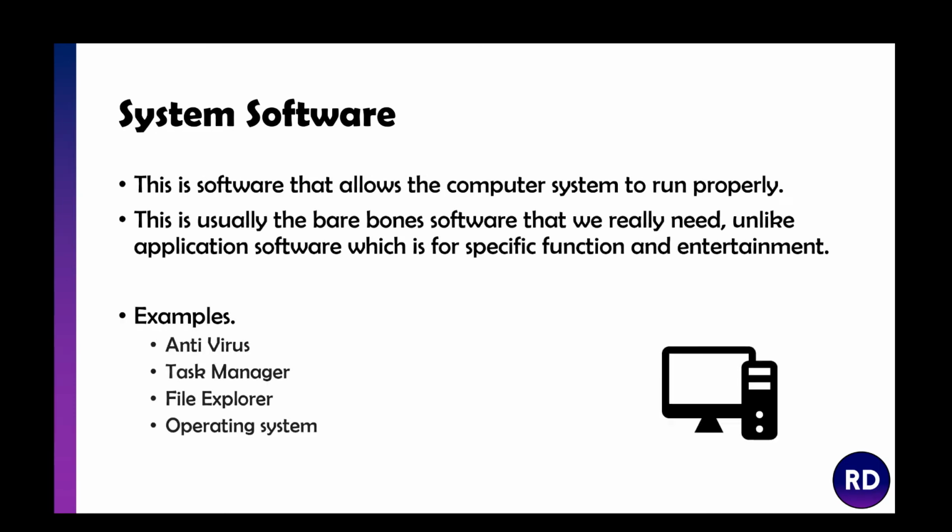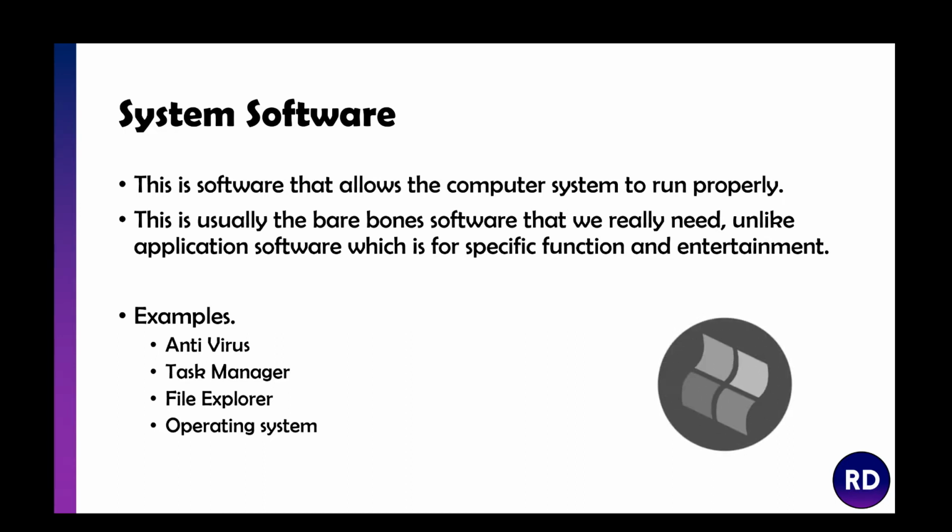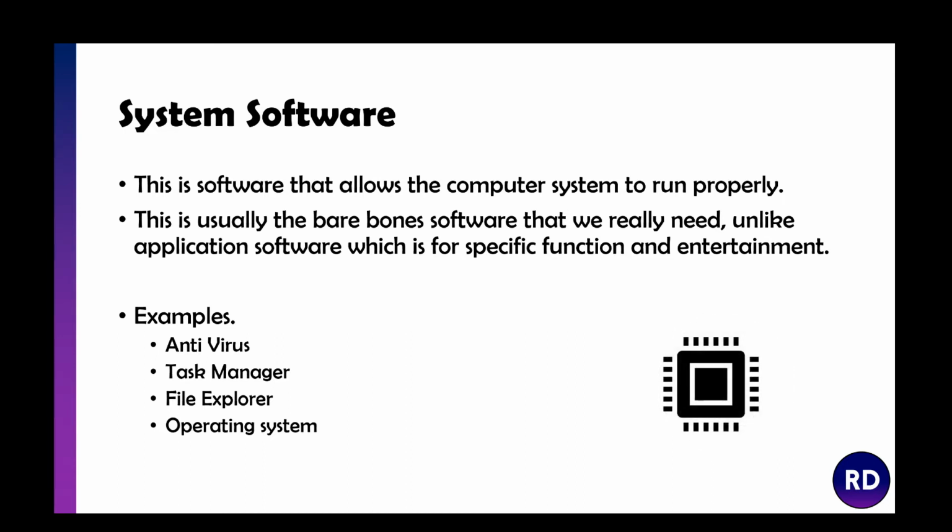So what is system software? System software is software that allows a computer to run properly. This is usually the bare bones software which we really need, unlike application software, which is for specific functions and entertainment, such as antiviruses, task manager, file explorer, and the operating system itself.